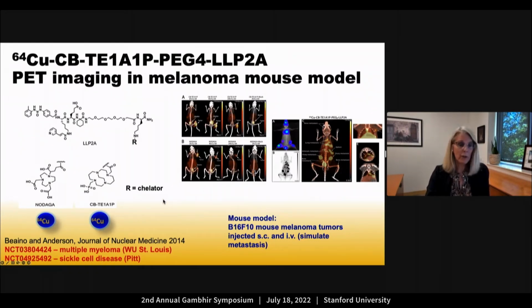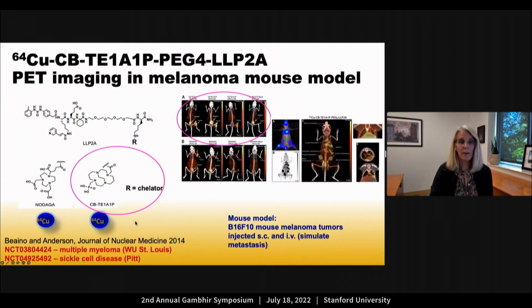And several years ago now, we looked at 2 different chelators for copper 64, with the crossbridge chelator actually being the best chelator for this particular agent. And this copper 64 crossbridge chelator LOP2A is now being tested in 2 different clinical trials, one at Washington University in St. Louis in multiple myeloma. And we have a new clinical trial in the new NIH grant to look at copper LOP2A in terms of imaging vaso-occlusive episodes in sickle cell disease. When we modify the compound, we've been testing it in a mouse model of melanoma for simplicity's sake.